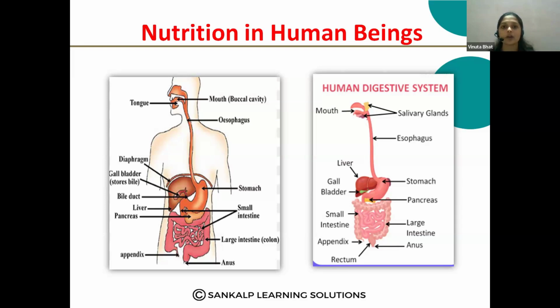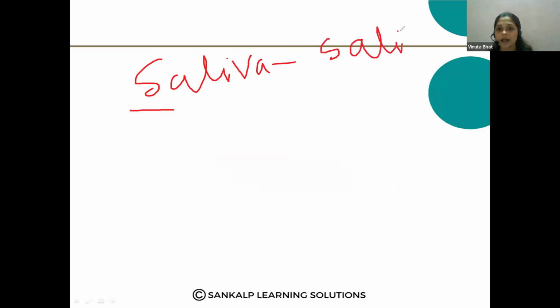Okay, so let us see how it occurs in human beings. In the mouth, when we eat the food, just imagine you are eating the food. With the help of your teeth, the food material becomes small particles, and that gets mixed with the saliva, right? What is saliva? Saliva is a water-like substance that is secreted inside our mouth. The watery fluid present in our mouth is called saliva. And this is secreted by which glands? Salivary glands.